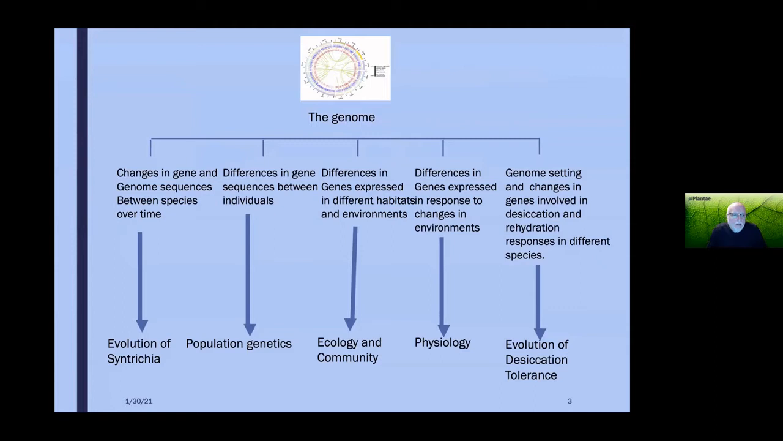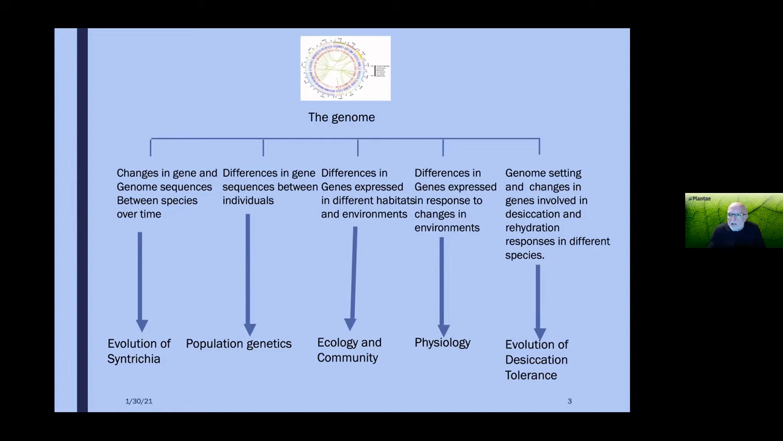So if you look at changes in gene and genome sequences between species over time, and now we have going on thousands of plant genomes, and only a few mosses, but that's getting more and more as we go day by day, you can start to understand the evolution of a particular individual, and in our case, the evolution of Syntrichia, where we can start to look at genes and how genes are organized in different species within the genus.